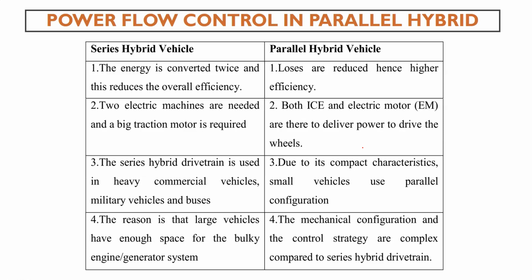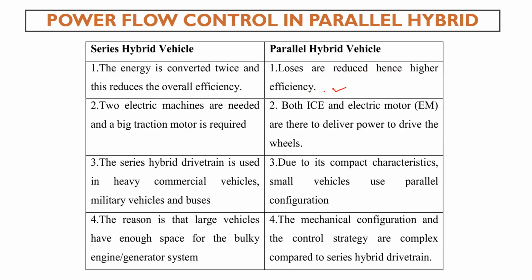So now we will discuss the comparison between a series hybrid vehicle and a parallel hybrid. So in the case of a series hybrid vehicle, the energy is converted twice, and this reduces the overall efficiency. Since the energy is converted twice, there will be an increase in losses that will reduce the overall efficiency. But in the case of a parallel vehicle, the losses are reduced, hence higher efficiency.